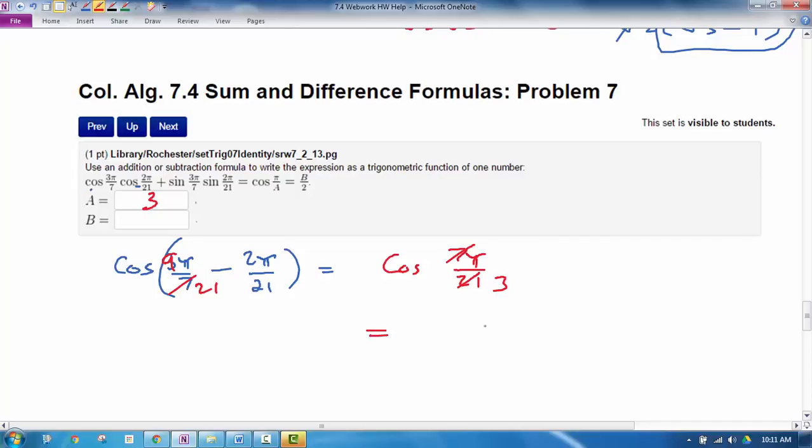And we also know that cosine of pi over 3, right under your unit circle, is square root of 3 over 2, or I'm sorry, it's 1/2. So I could also say it's 1/2, or in this case, B is 1.